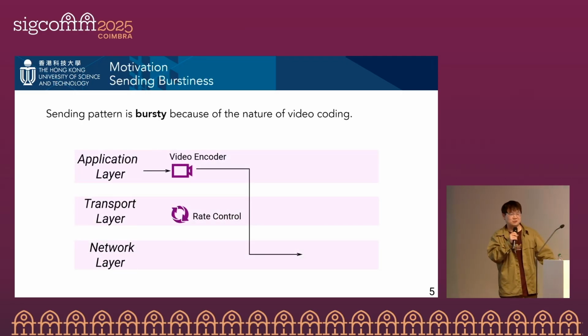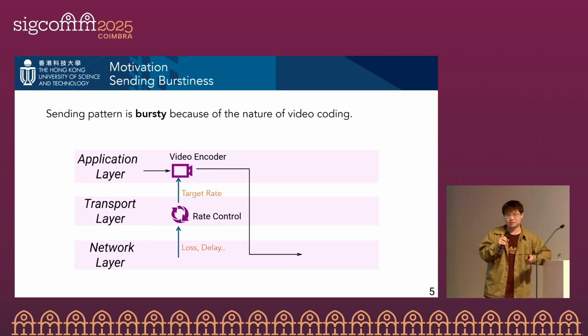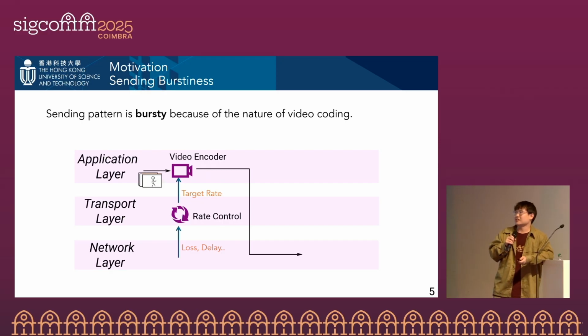Now, let's talk about what pacing latency is. This is the sending pipeline of RTC. There are two important components here: one is rate control, the other is the video encoder. Ideally, the rate control constantly observes the network and determines a rate. This rate is set as a target rate for the video encoder. The video we are going to transmit will finally be compressed and segmented into media packets and sent over the network.